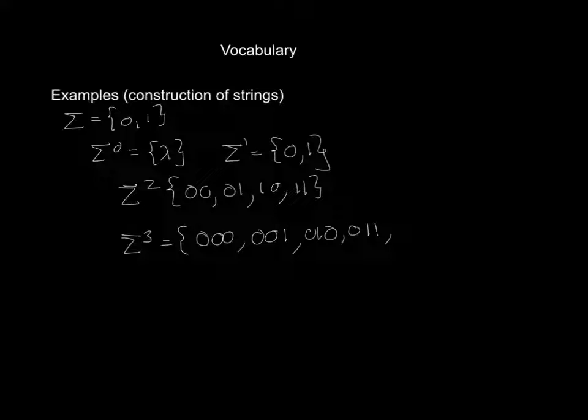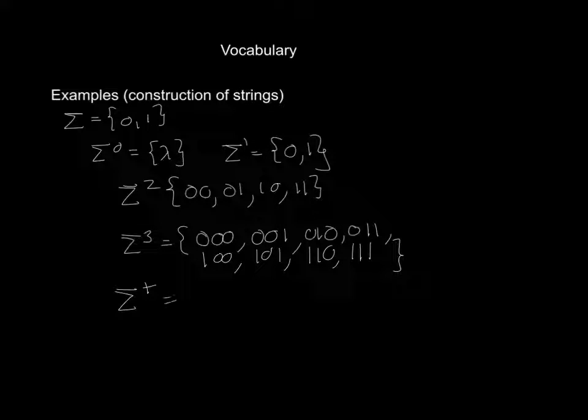And now we're going to combine the 1 with the 4 strings. So we have 100, 101, 110, 111. If we continue, we can see that the positive closure, the sigma plus, is going to give us all the 0, 1 strings, all the possible 0, 1 strings.